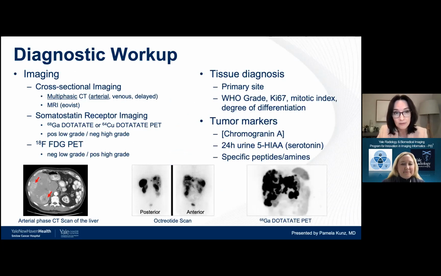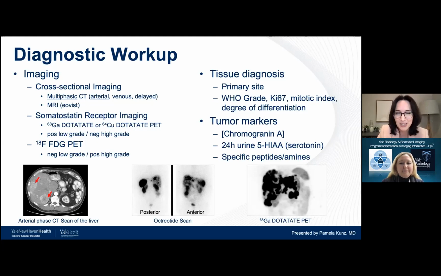Either a multiphasic CT, and that arterial phase is critical if you're ordering a CT scan, or an MRI. Somatostatin receptor imaging is important, but is not the primary modality with which we image these patients. These are done commonly at time of diagnosis, and for patients with metastatic disease, we may do them annually or every 2 years.